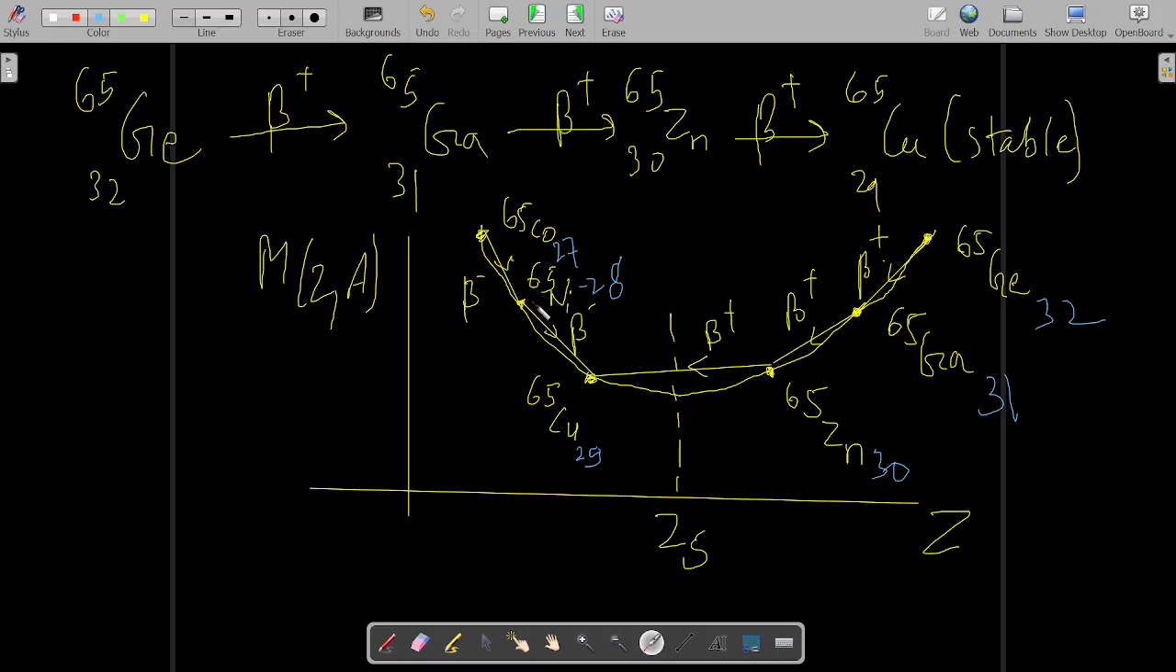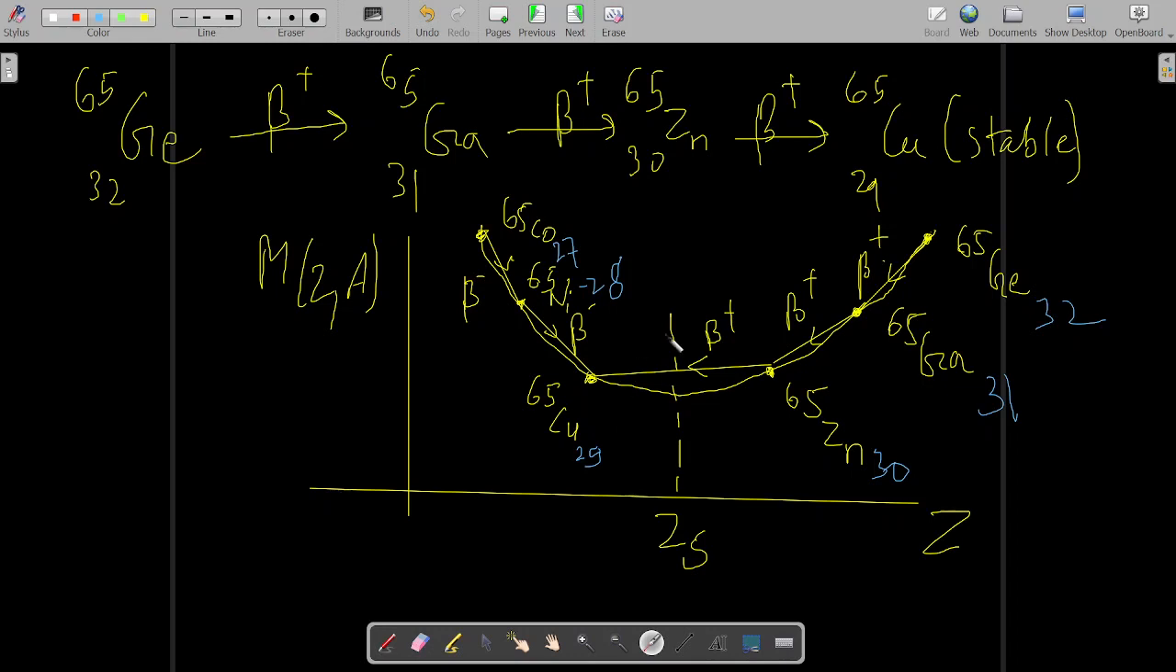In beta minus decay, as you know very well, the atomic number increases by 1 unit. So cobalt 27 will undergo beta minus decay once and convert into nickel which has atomic number 28, and then nickel will undergo beta minus decay again and become copper which has atomic number 29. Now it has gained stability, because 65 mass number corresponds to 29 atomic number, which is the most stable nuclear configuration.